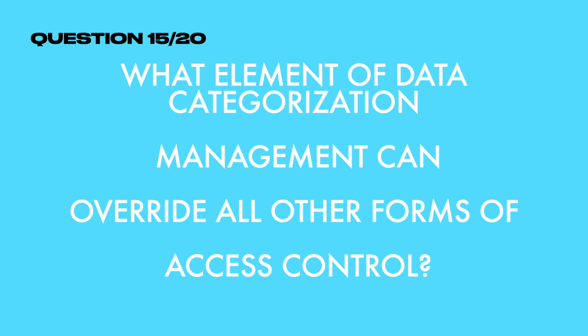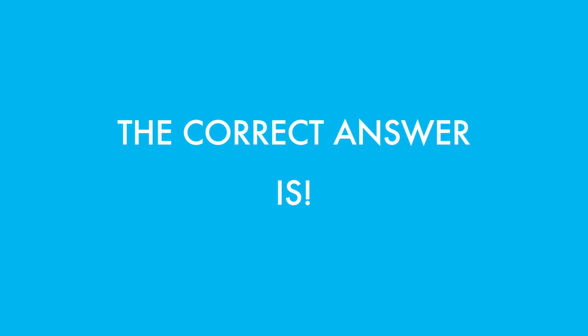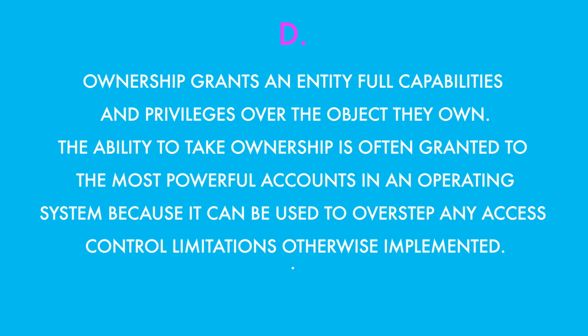Question 15 of 20. What element of data categorization management can override all other forms of access control? A. Classification. B. Physical access. C. Custodian responsibilities. D. Taking ownership. The correct answer is D. Ownership grants an entity full capabilities and privileges over the object they own. The ability to take ownership is often granted to the most powerful accounts in an operating system because it can be used to overstep any access control limitations otherwise implemented.